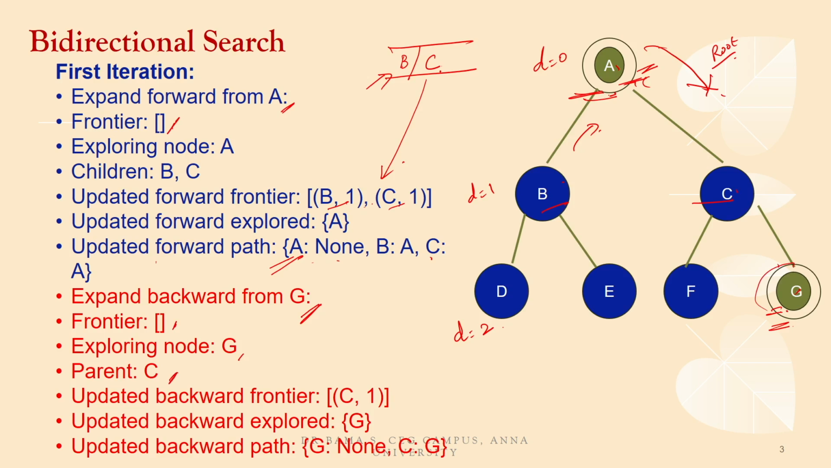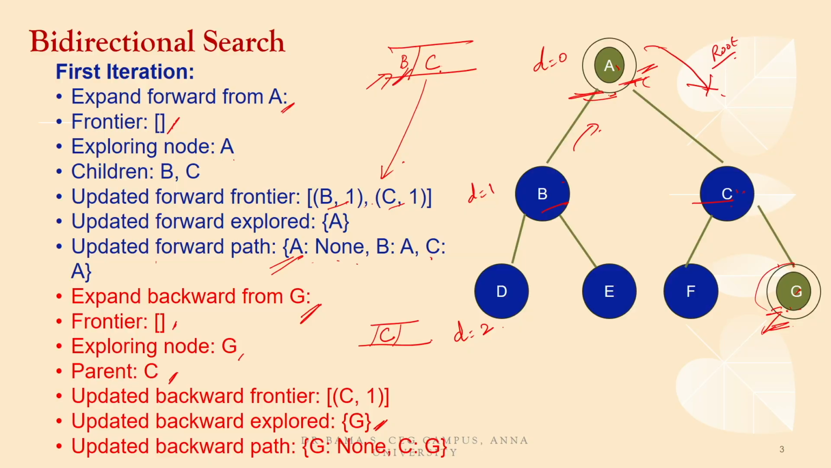The updated backward frontier will have C pushed into it, and the visited node on the backward side is G. The updated path here is going to be none for G, and with respect to C it is G, and so on. So, this is the first iteration.